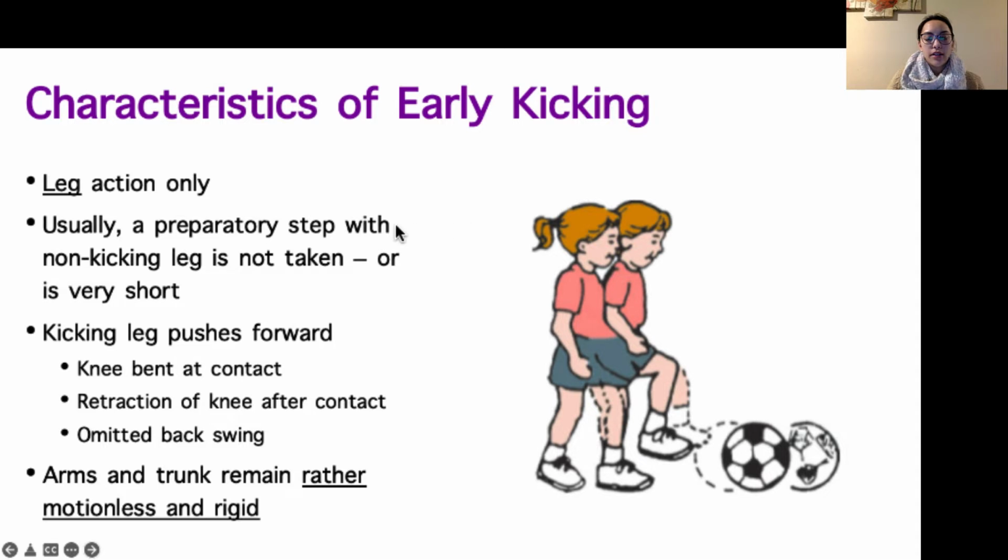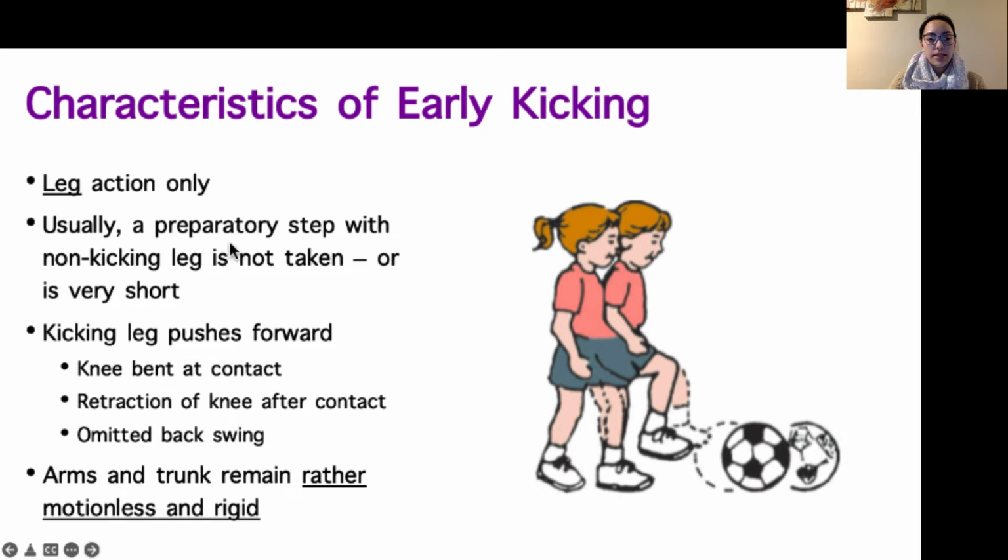For characteristics of early kicking, usually we have leg action only, so this is very similar to throwing where we have arm action only. Think of this as the freezing of degrees of freedom to increase stability. Since one leg does have to lift off the ground, there's a balance component. So if the body is a little more rigid, there are fewer moving parts to shift the center of mass around.